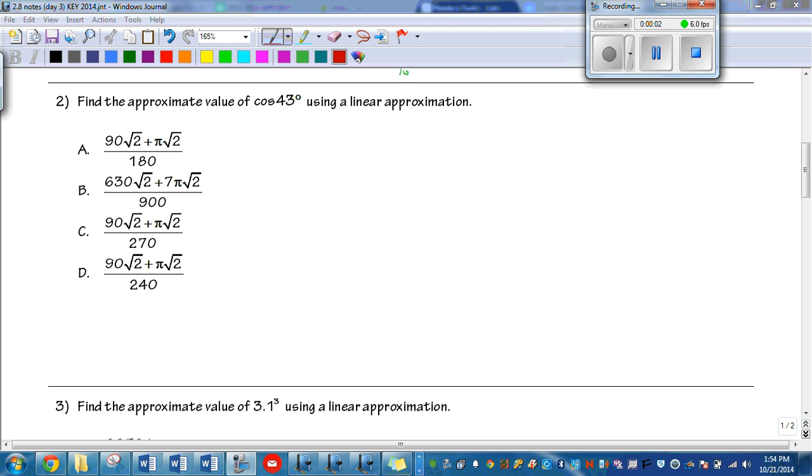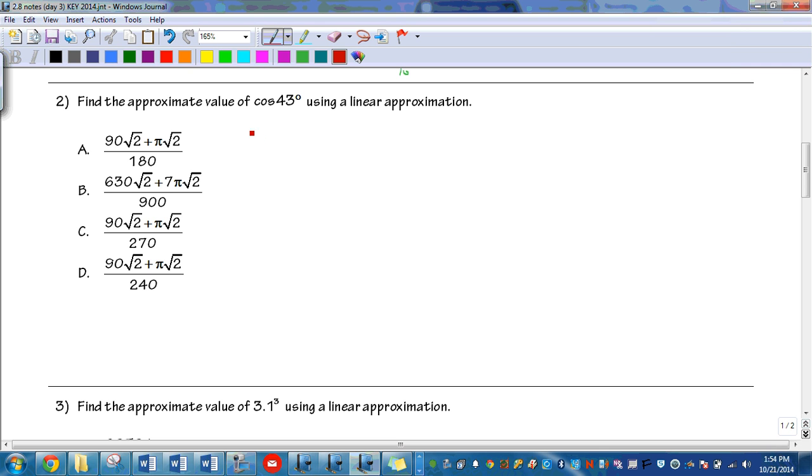For number 2, we're trying to find the approximate value of cosine of 43 using a linear approximation. Remember, with trig ones, we have to use radians. So we have to convert this 43 degrees. We're trying to approximate f of 43 pi over 180. Remember, to convert, we're just taking the degrees times pi over 180.